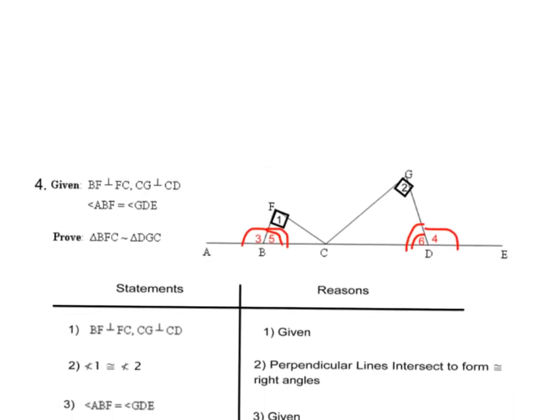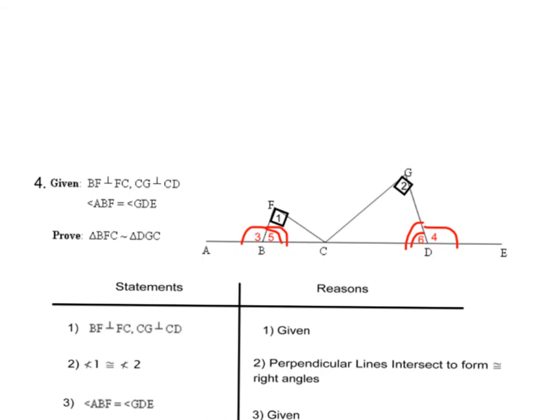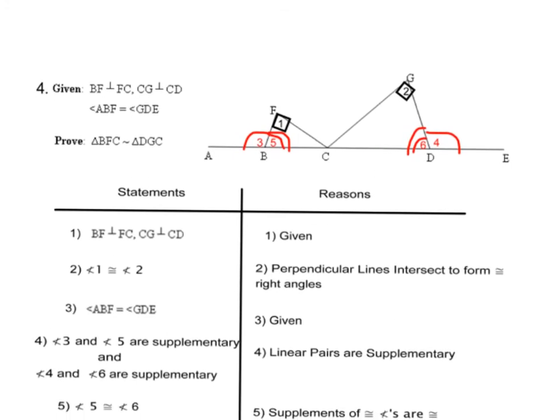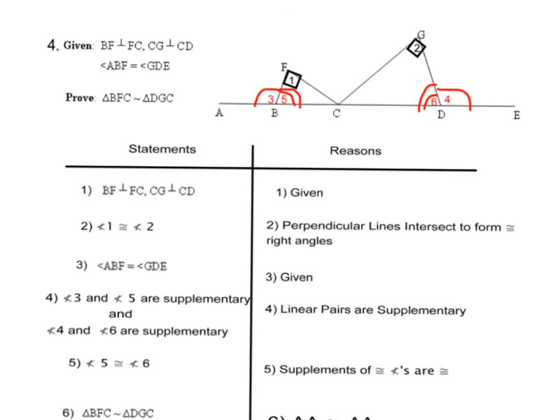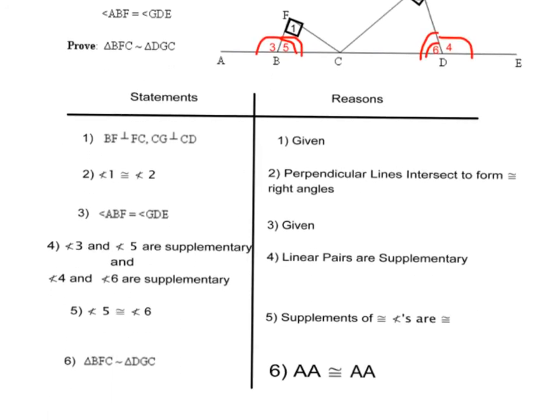We're going to start with the givens, so perpendicular lines, and they intersect to form congruent right angles. Then we're going to go the whole linear pairs are supplementary, and supplements of congruent angles are congruent. We've talked about that as the exterior angle theorem. And then the last one, we're going to say that the triangles are similar based on angle-angle.